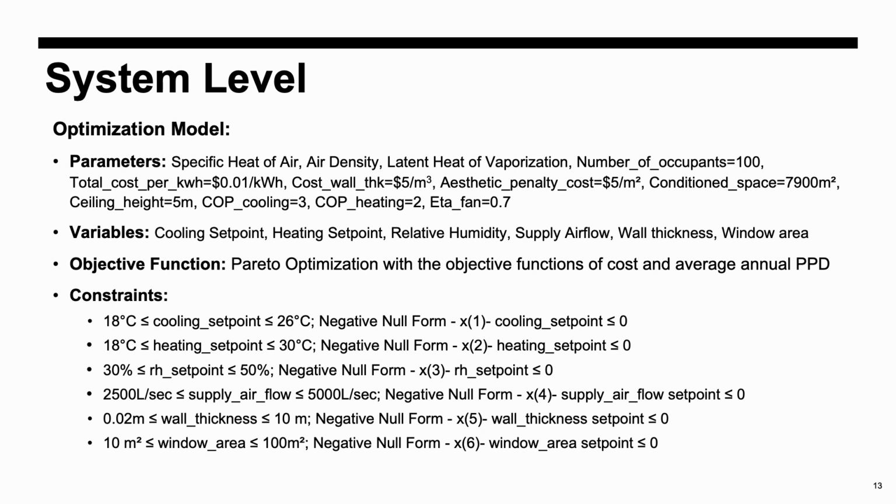In this slide, we show a system-level optimization approach, which integrates all 6 design variables: cooling and heating set points, humidity set point, supply airflow, wall thickness, and window area into a multi-objective Pareto framework. The objective is to minimize total cost and average annual PPD simultaneously, reflecting both economic and comfort goals.